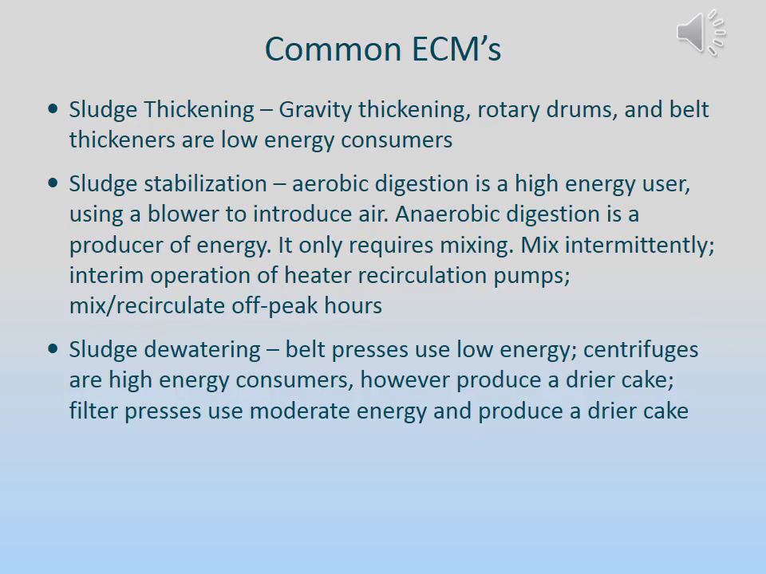As far as process options for sludge thickening, gravity thickening, rotary drums, and belt thickeners, these processes are usually low energy consumers. There is not a lot to find in savings here.